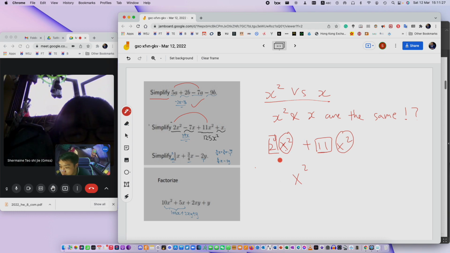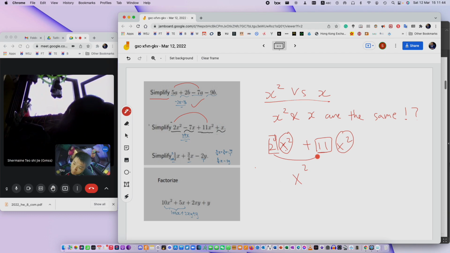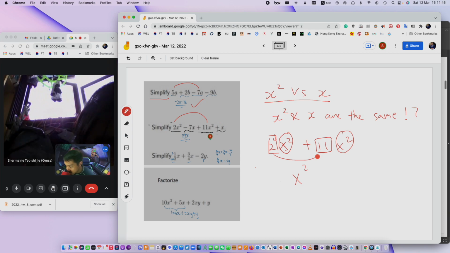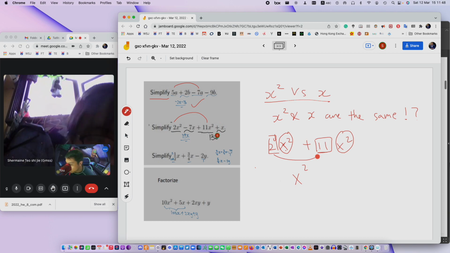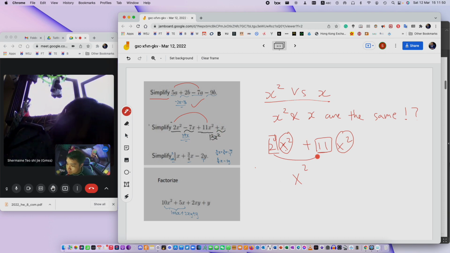For the rest, 2 and 11, what do you do? Do you square them? Just add. Yep. Okay. So you don't complicate things. There is no square means there is no square. So these two add to 13x squared. Next.